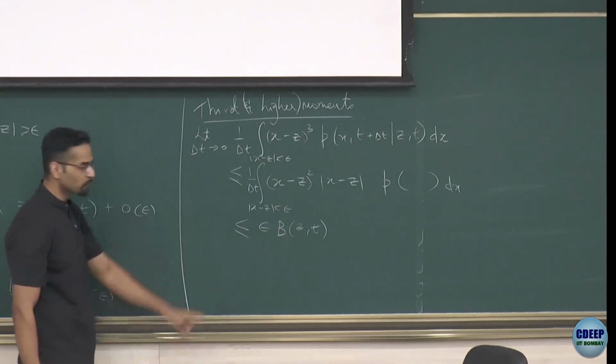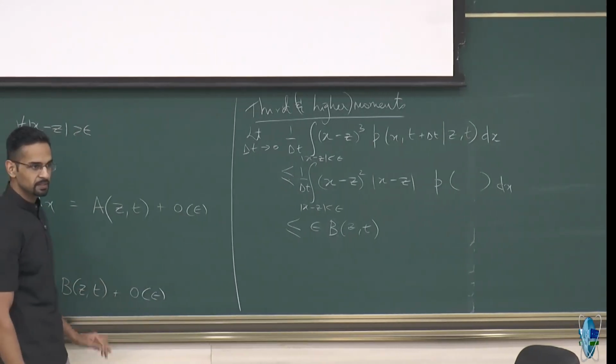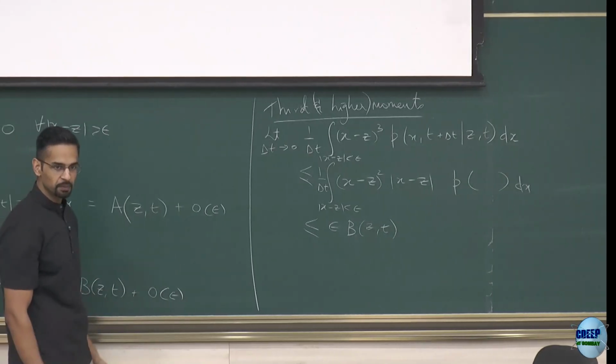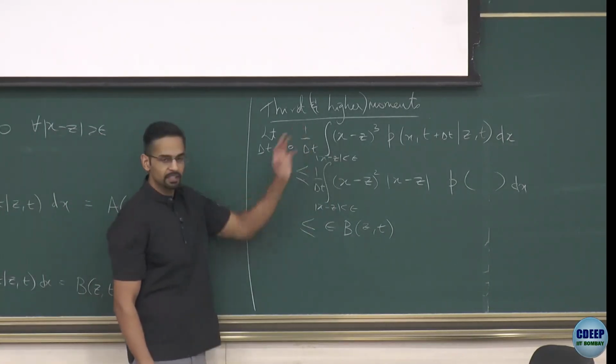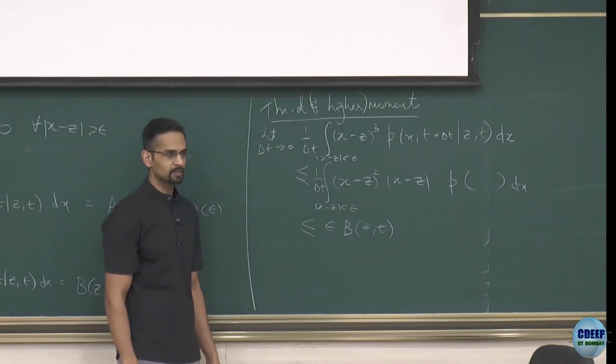So you can see that the third moment will already be like epsilon. There is no non-epsilon term in the third moment, and so it can be dropped. And you can do this for any other higher moments also. It will just get higher powers of epsilon.